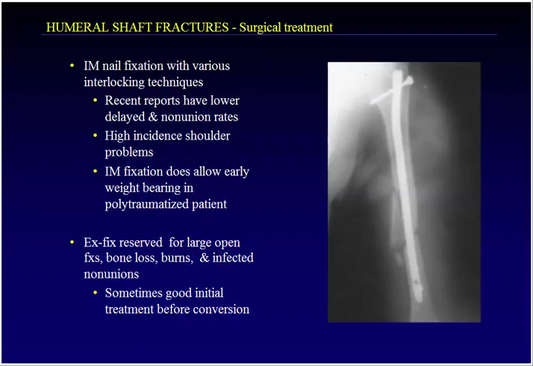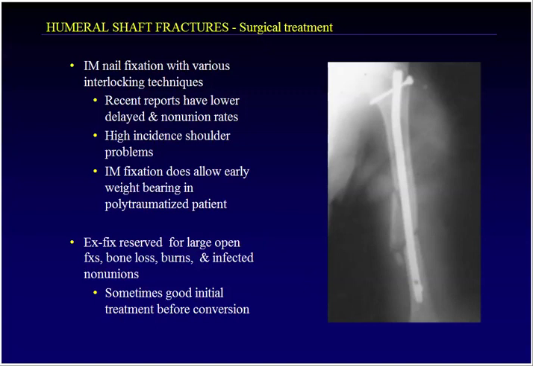What about intramedullary nailing of humeral shaft fractures? Well, multiple different interlocking techniques are available. Intramedullary nailing of humeral shaft fractures has traditionally had kind of a bad reputation, if you will, in the literature due to both a relatively high incidence of non-union as well as significant problems with shoulder function postoperatively. The one caveat, however, is that intramedullary fixation is probably the treatment of choice in the polytraumatized patient with associated lower extremity fractures, where the patient is going to need to maintain a protected weight-bearing status for a period of time. Intramedullary nailing can adequately stabilize the humeral shaft and allow you to use that extremity as a weight-bearing extremity.